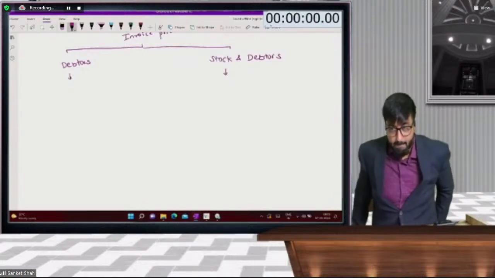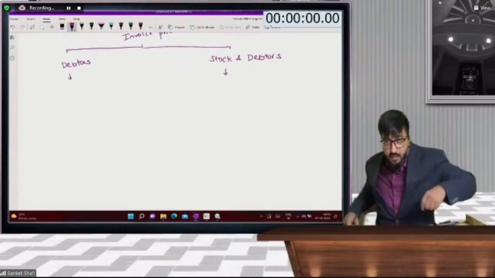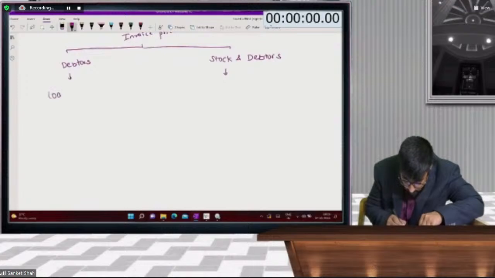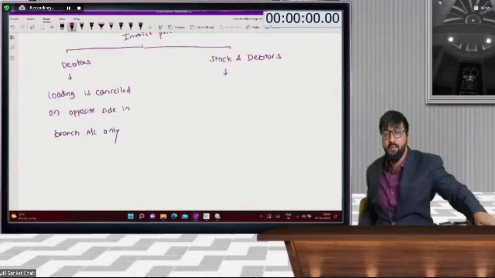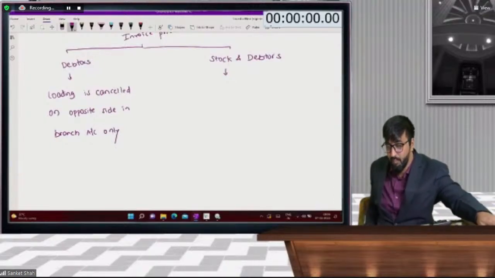In debtors method, loading is cancelled on opposite side in branch account only. So you will cancel loading in branch account only. So in debtors method, you cancel loading on the opposite side only, remember.